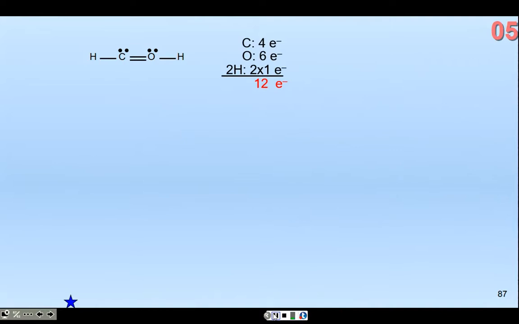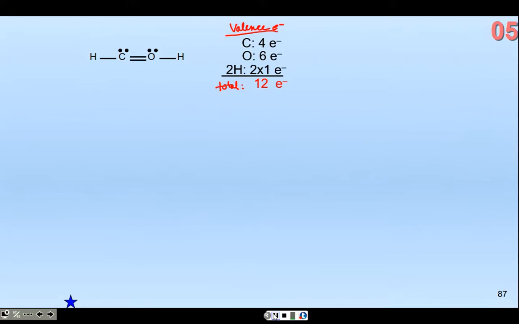In this case, the total number of valence electrons in the diagram is going to be based on carbon having 4 electrons, 1 oxygen having 6 electrons. These are all the valence electrons again. And 2 hydrogens are going to provide, well, surprise, 2 electrons total. And if you add that all up, it adds up to 12.